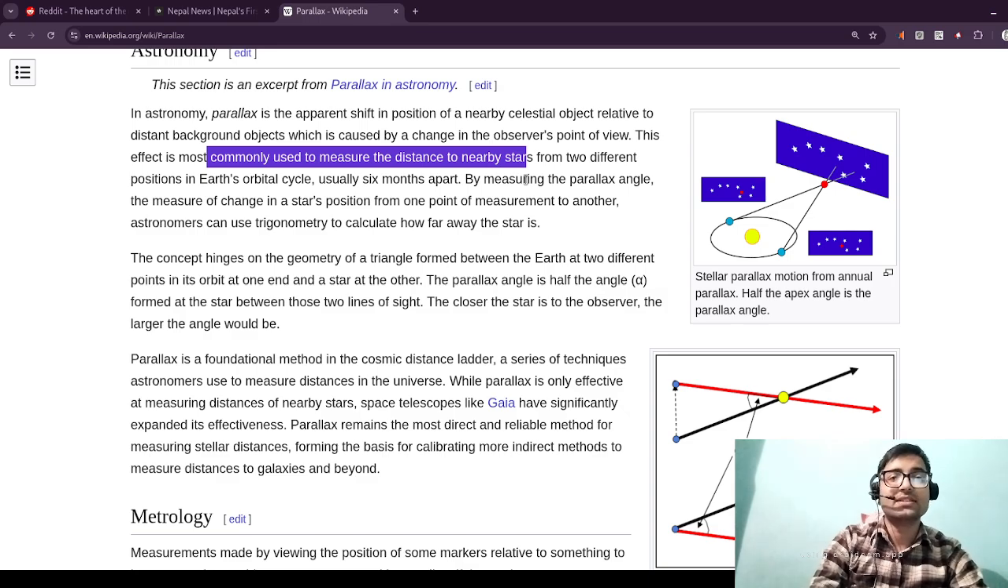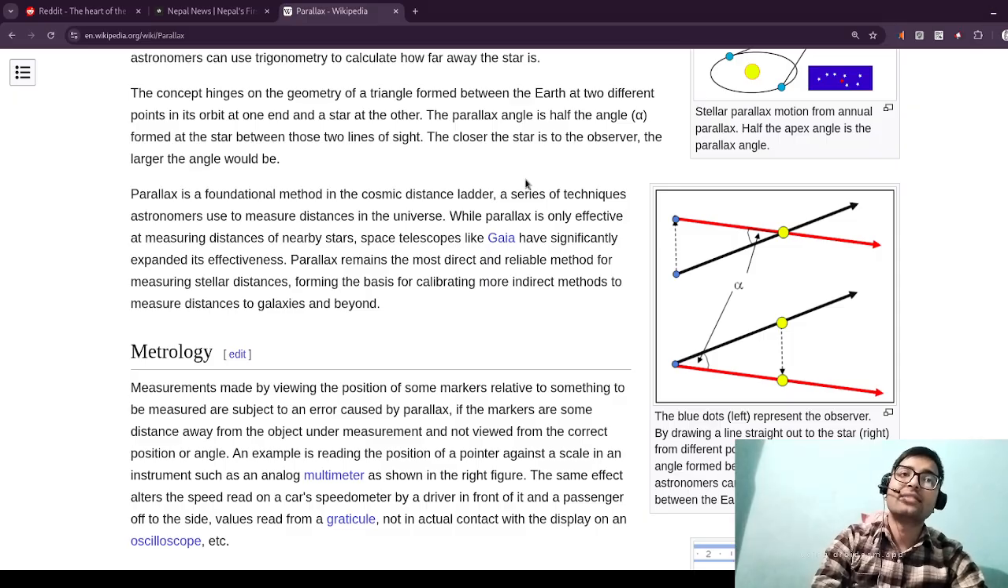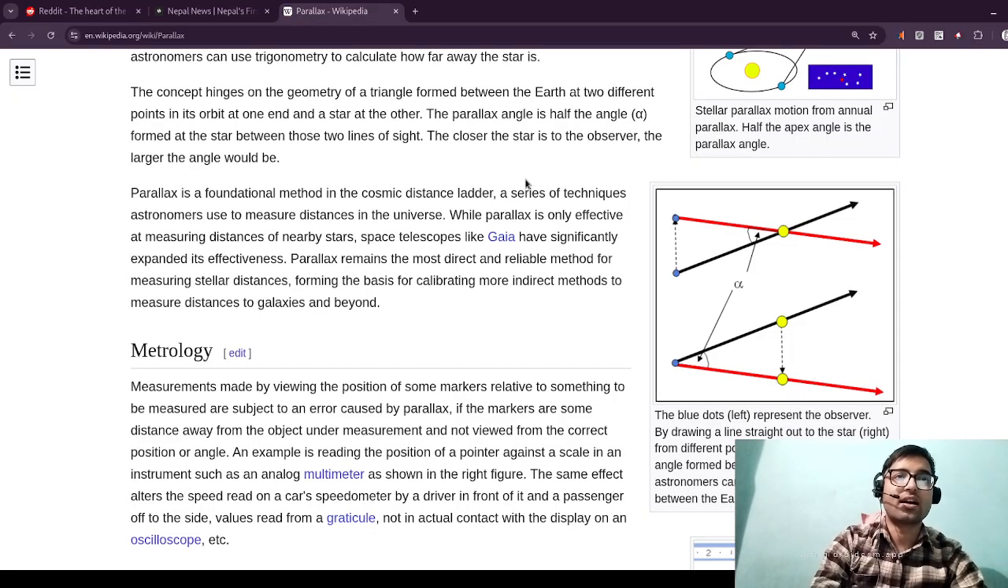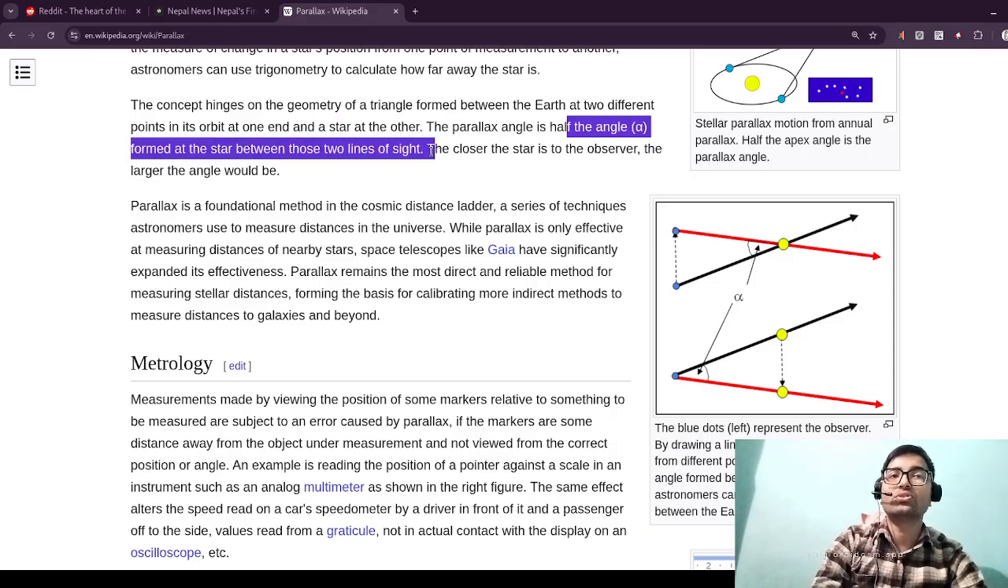The concept hinges on the geometry of the triangle formed between the Earth at two different points in its orbit at one end and a star at the other. The parallax angle is half the angle formed at the star between those two lines of sight. The closer the star is to the observer, the larger the angle will be.